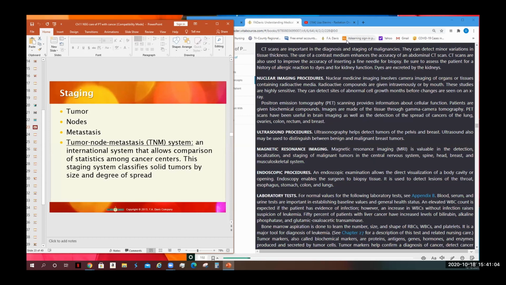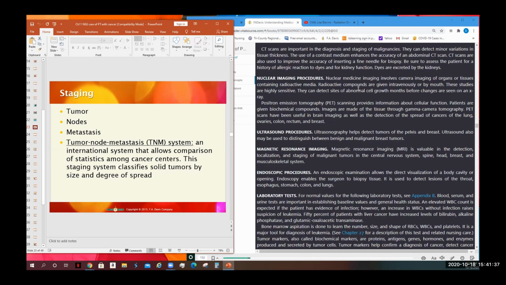Positron emission tomography, PET scanning, provides information about cellular function. Patients are given biochemical compounds. Images are made of the tissue through gamma camera tomography. PET scans have been useful in brain imaging as well as the detection of the spread of cancers of the lung, ovaries, colon, rectum, and breast.